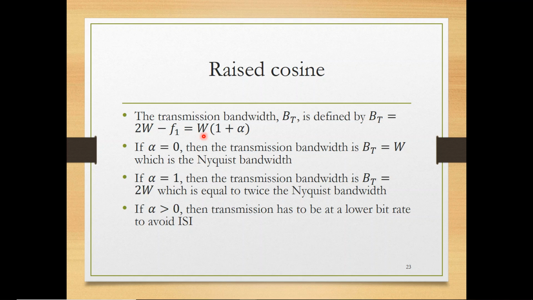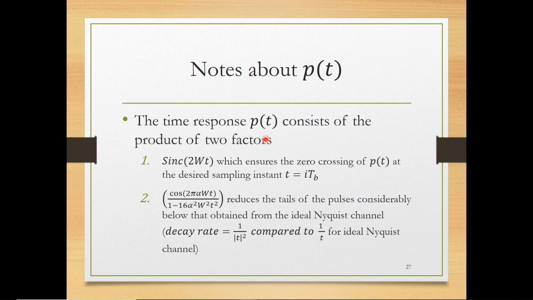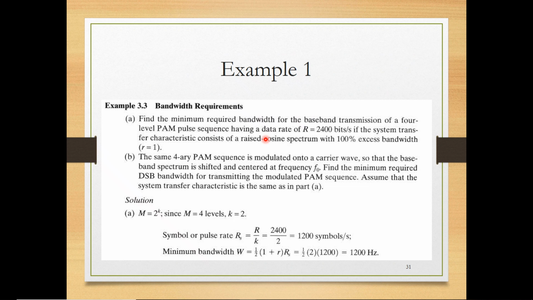BT equals W times 1 plus alpha. What's alpha in the example? 1. So it becomes BT equal to W. What do I need to find? W, or the bandwidth. So I need to find W.